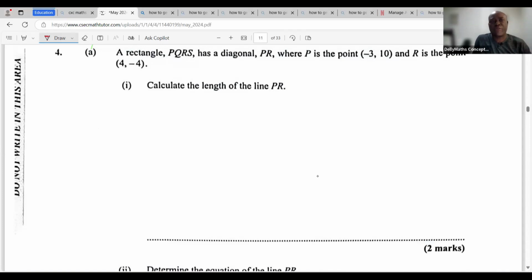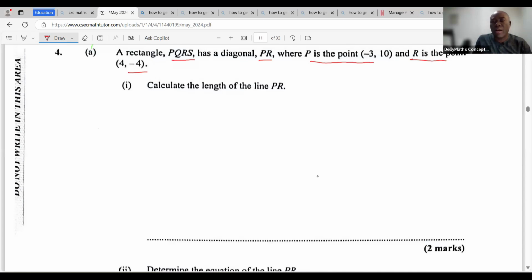So we're looking at question 4. It says a rectangle PQRS has a diagonal PR where P is the point (-3, 10) and R is the point (4, -4). Calculate the length of the line PR. So basically, we're finding the length of the line.